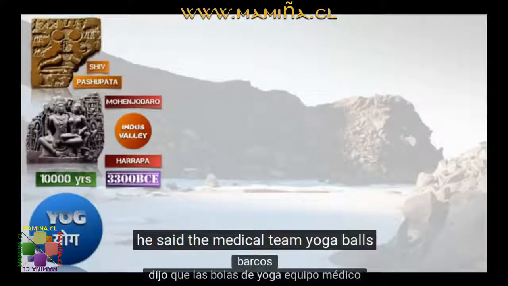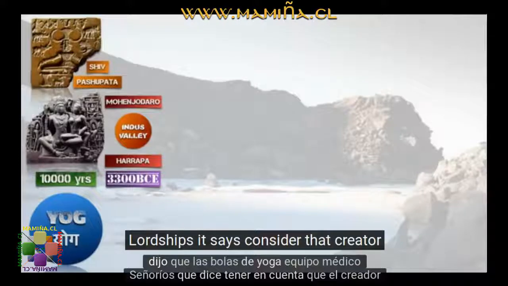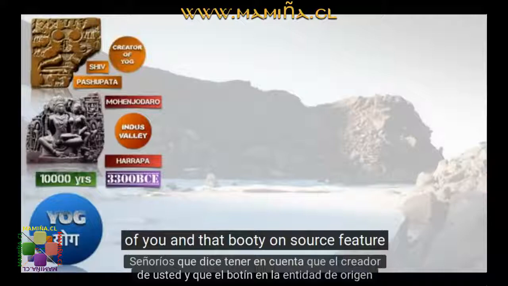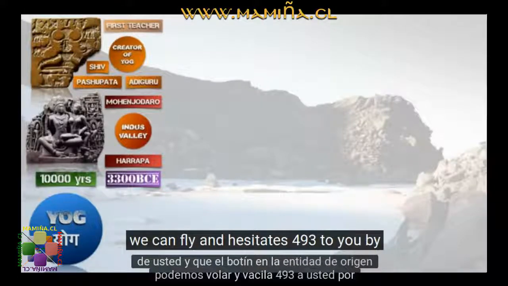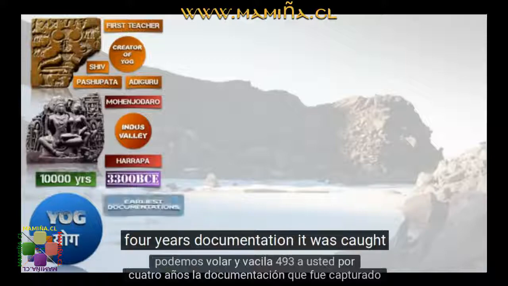Seated in a meditative yogic pose, Lord Shiv is hence considered the creator of yoga and is known as Adi Guru or first teacher. We can try and ascertain a time frame to yoga by its earliest documentations.